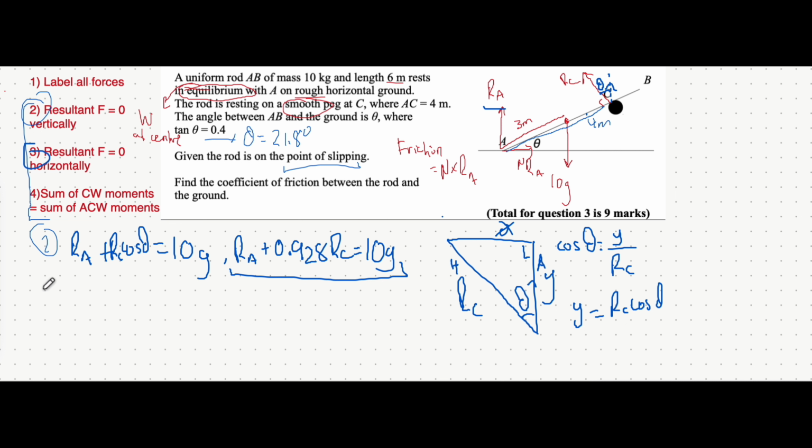Let's use resultant force equals 0 horizontally. You might be a little bit stuck on what to do now, but once you form the three expressions, you'll see how they play into effect together.